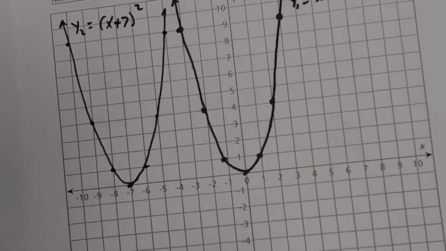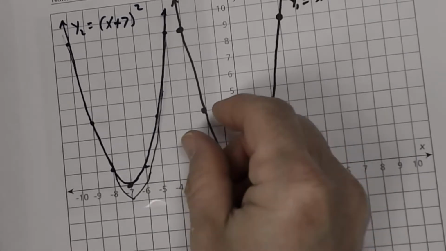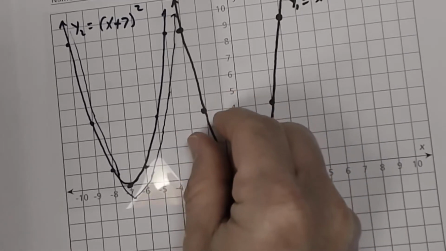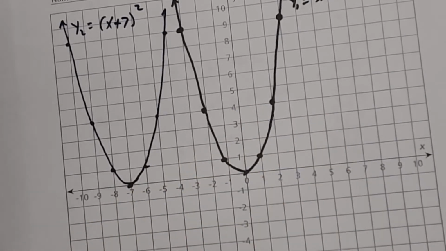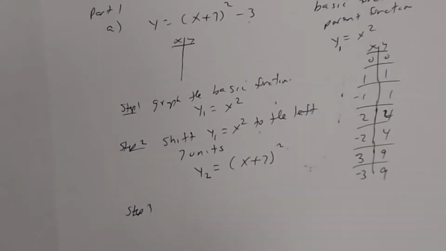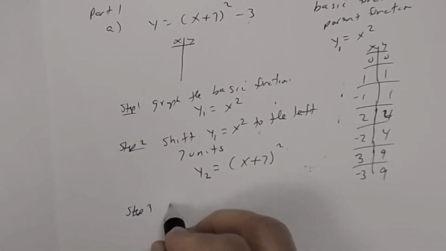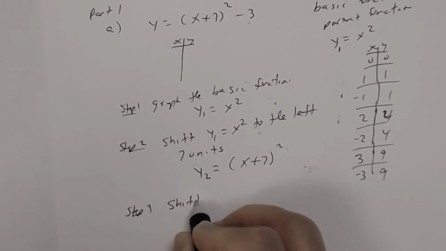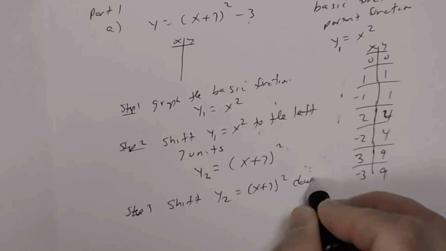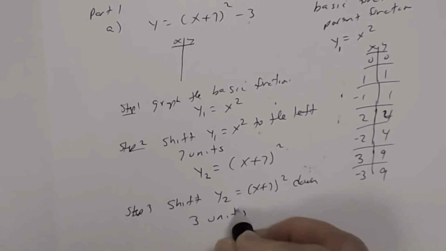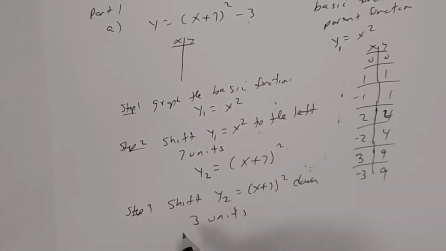So remember what's happening is this. So every point will be shifted down 3 units. 1, 2, 3. So my eventual graph will look like this. All right? Okay, so you got to say though, you got to describe. You must describe. So shift y2 equal x plus 7 squared down 3 units. And when I do that, I'm now going to get this graph. So now we have y equal x plus 7 squared minus 3. So that's what I end up having.